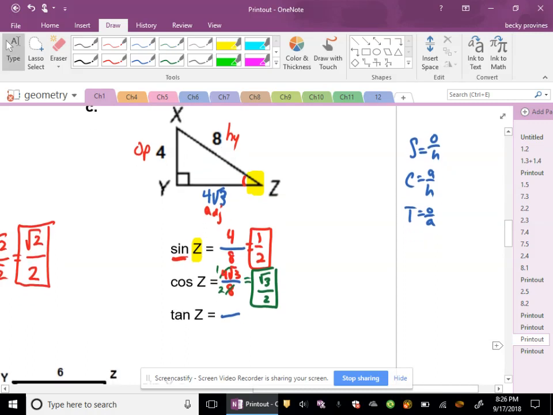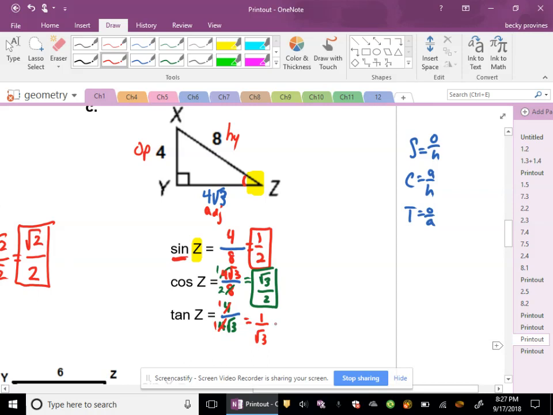Now let's do tangent. This is opposite over adjacent. So my opposite side is 4, and my adjacent side is 4 root 3. Now is this one okay? Can I have a square root in the denominator? Hopefully you're saying no. It's bad. I can't leave it like this. Now, maybe you're noticing 4 on top and the 4 on the bottom. Those can simplify. So this is really 1 over root 3, but it's still messed up.